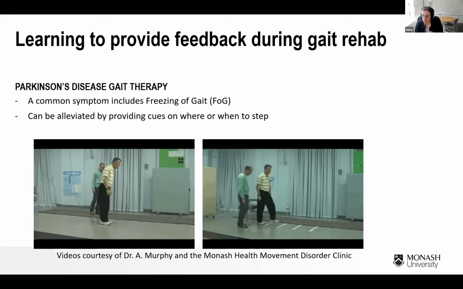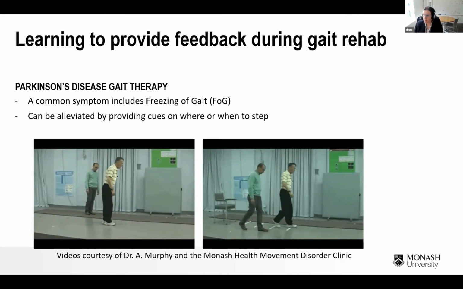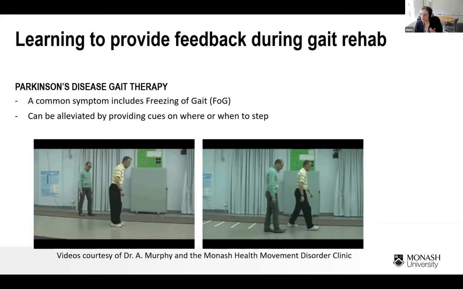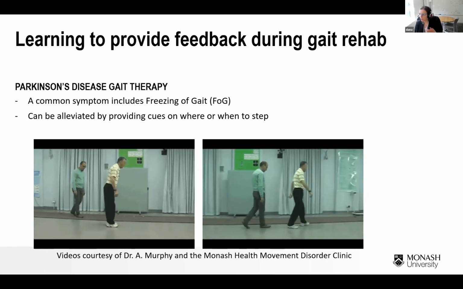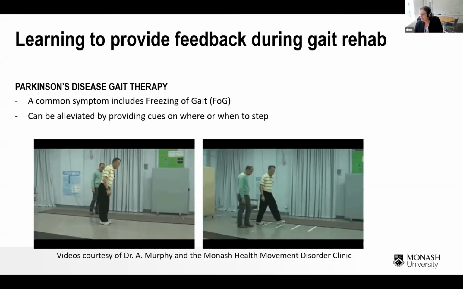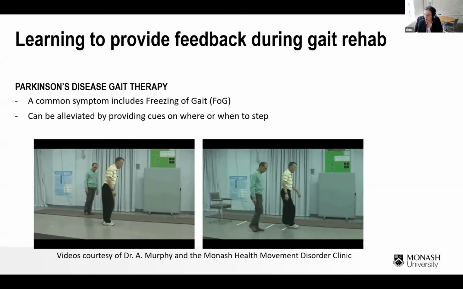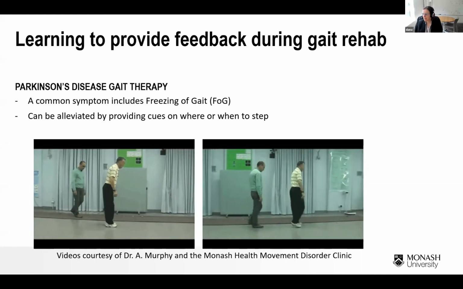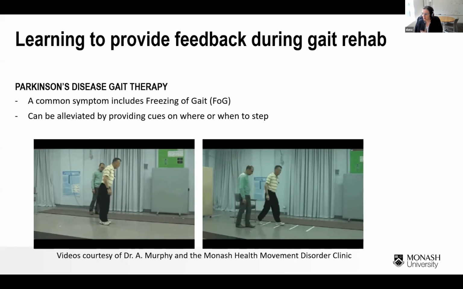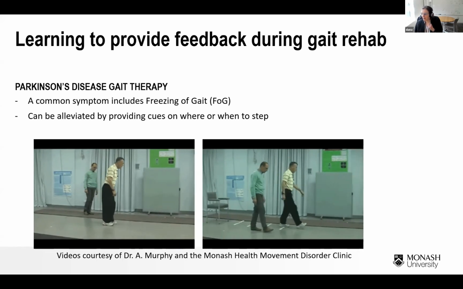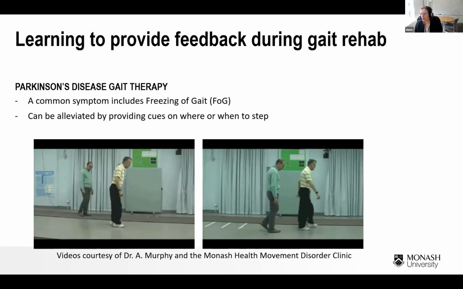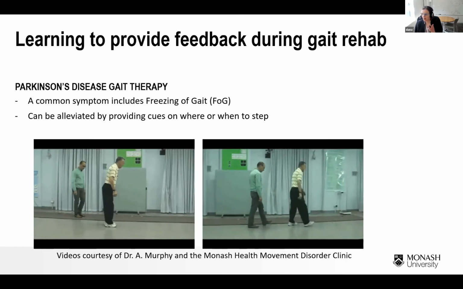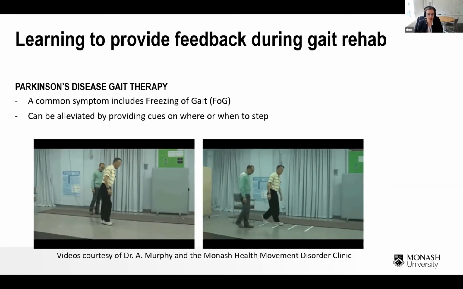It turns out that this freezing of gait symptom can be alleviated by providing cues on where or when to step. That's what you can see in the video on the right. On the floor, there is basically white tape that gives the user a cue of where to step. And this cue can be very helpful to help the user overcome this freezing of gait motor symptom.